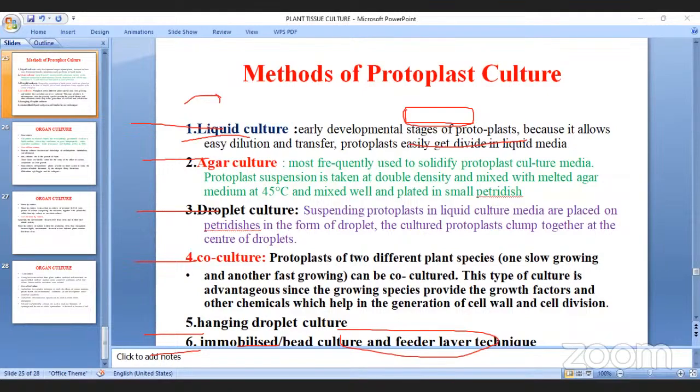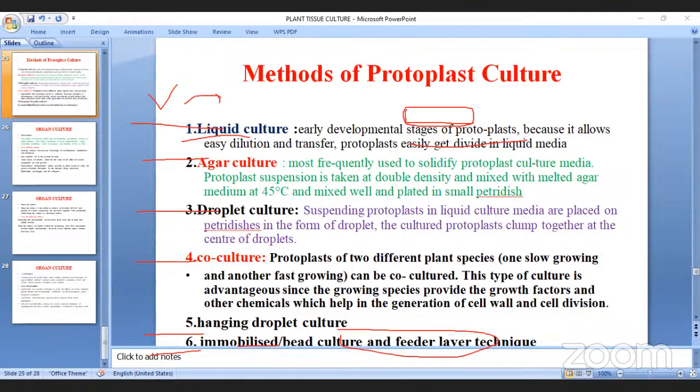If we use the solid medium in the very beginning stage, how can gases exchange from the nutrient medium to the colonies? It is impossible. But if we use the liquid culture method, as it is a liquid, gases easily exchange from the nutrient medium to the developing colonies. That's why in the very beginning, we utilize the liquid culture media.